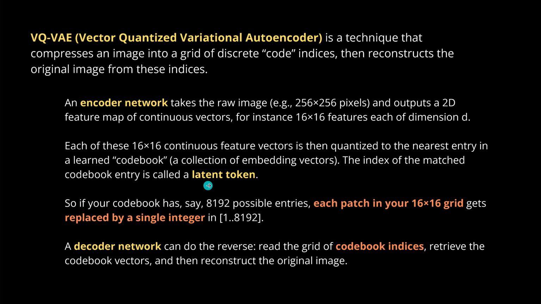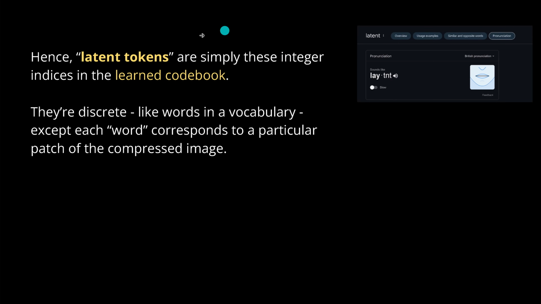So if your codebook has, let's say, 8K possible entries, each patch in your 16 times 16 grid gets replaced by just a single integer. So beautiful. We have a beautiful embedding happening here in our vector space. And then, of course, this is the encoding, and a decoder network can do just the reverse. So what is so nice? Oh yeah, I have to remind you that last time I said latent token because in German it is latent. But of course, in English, with the British pronunciation, I put this here as a reminder that it is a latent.